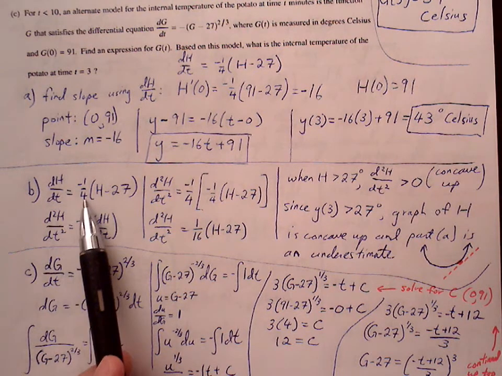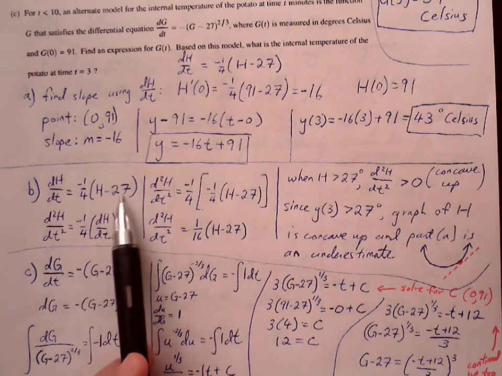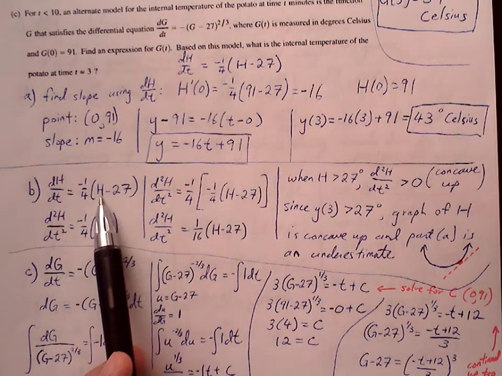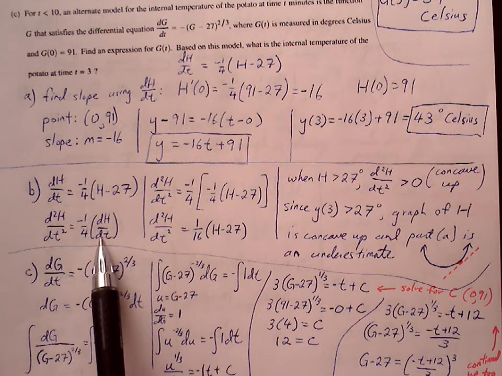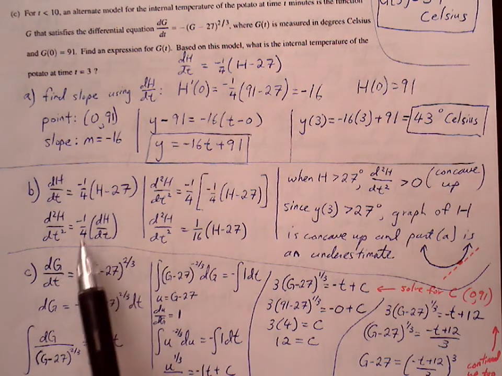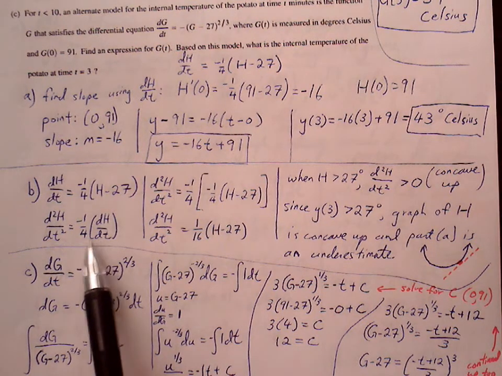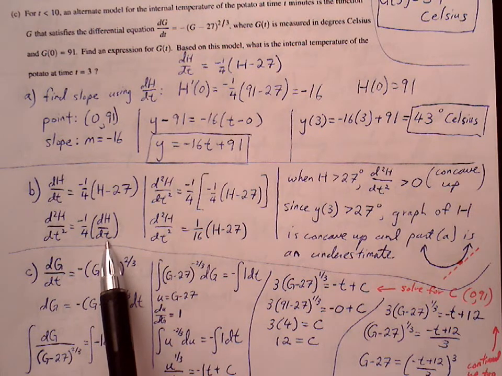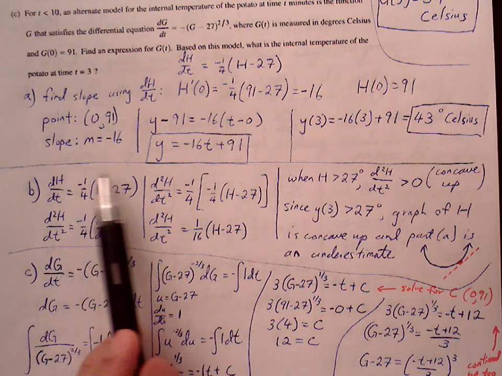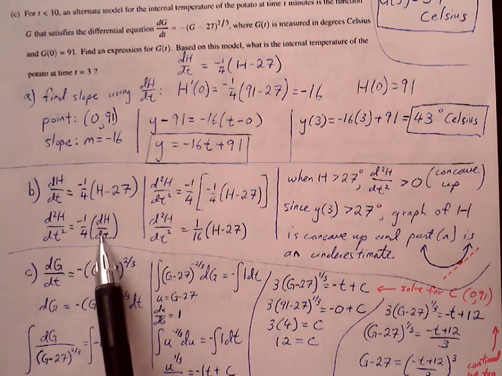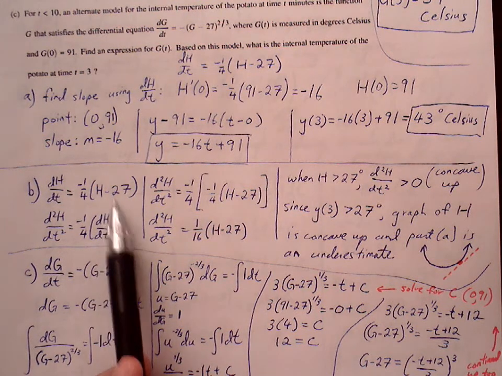To find the second derivative, we're going to have to find the derivative of each of these terms. So -1/4 is the coefficient that's going to stay. H is going to become h prime, which we're going to call dH/dt. And the 27 is a constant, so that's going to go away as well. So our second derivative is just -1/4 dH/dt. But to make it easier for us to evaluate, we're going to replace the dH/dt back in terms of h. So we found the second derivative, which has dH/dt in it. We're going to replace dH/dt in terms of h.